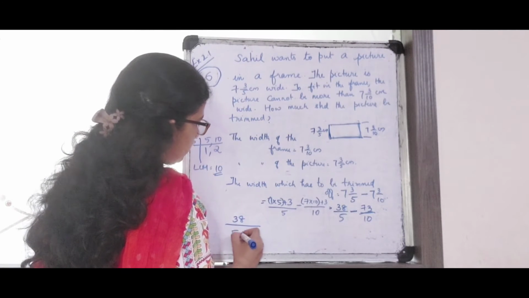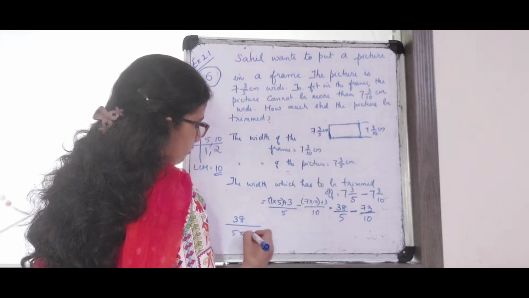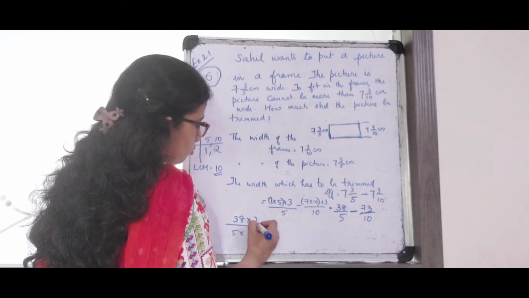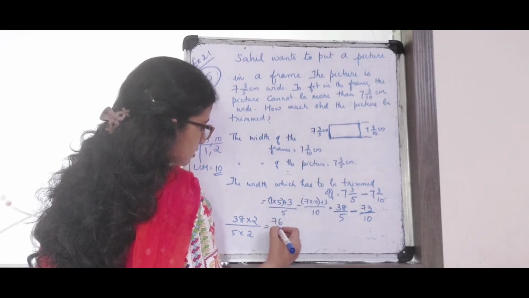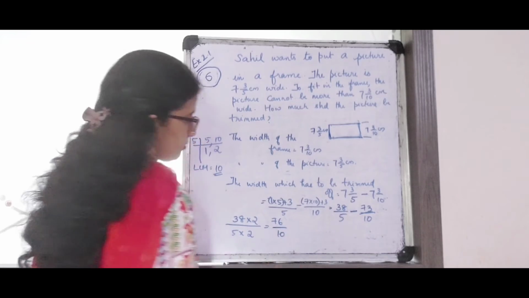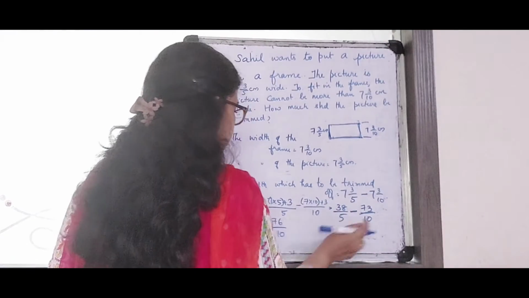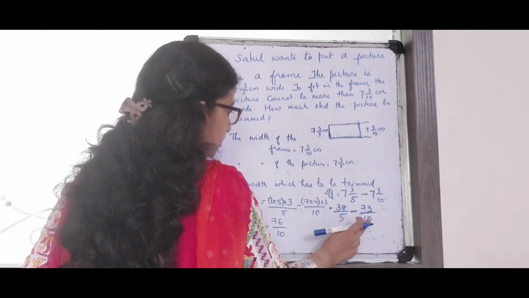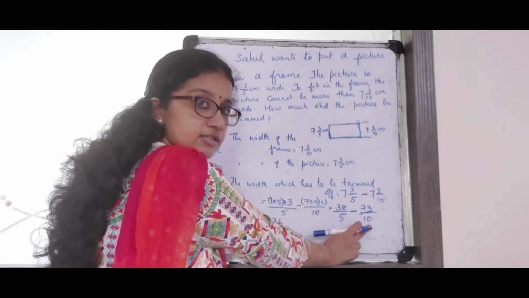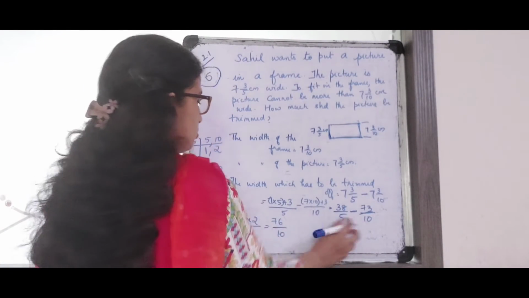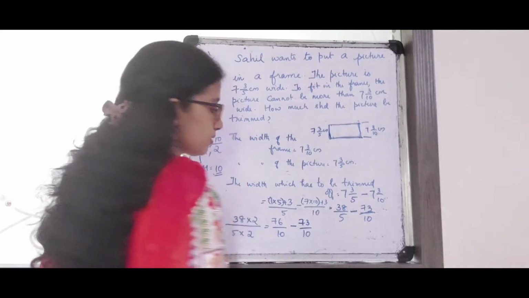38 by 5, into how to convert this 5 into 10? 5 into 2, here also into 2. 38 into 2 is 76 divided by 10. Okay, now 73 by 10, since the LCM is 10, we don't have to change this, right, because it's already 10. So minus 73 by 10.